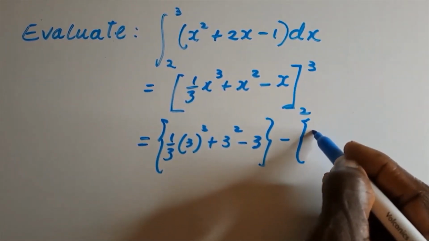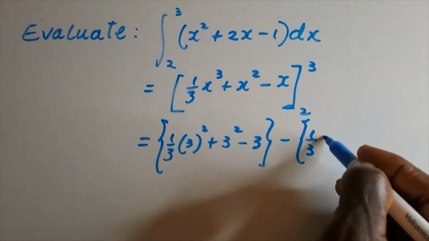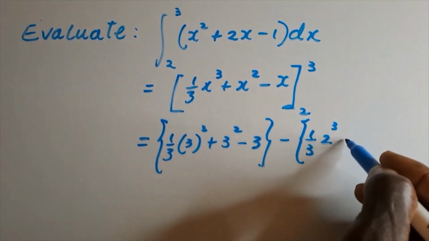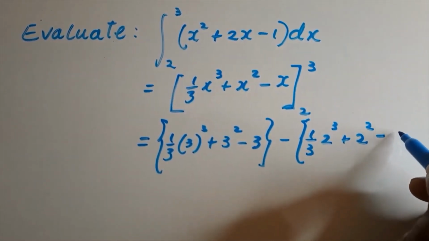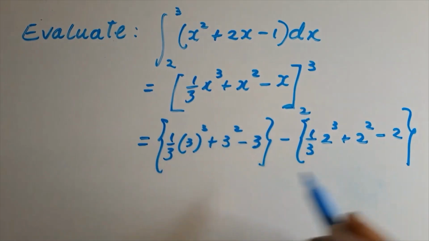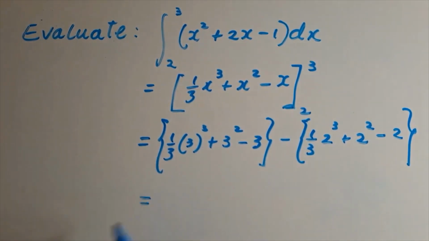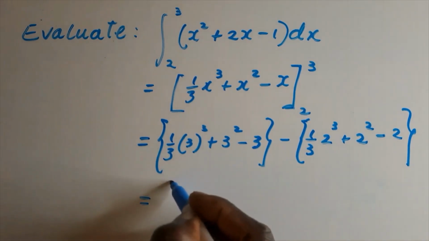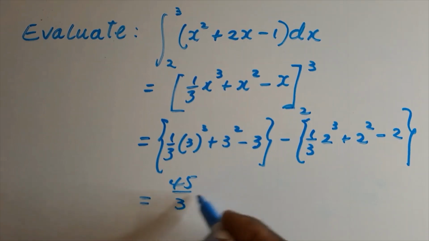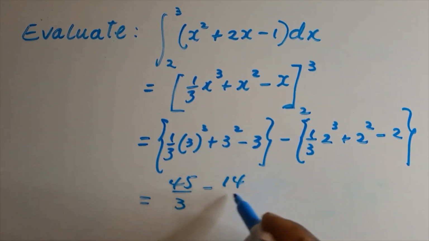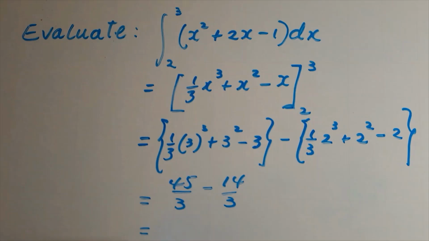So it's 1 over 3, 2 cube, add 2 squared minus 2. Now this evaluates to 45 over 3 minus 14 over 3, which simplified will give us 10 and a third.